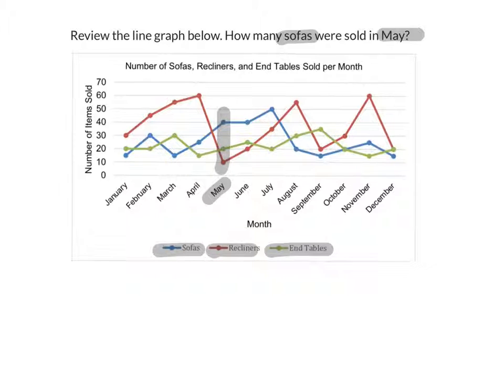Now we want to identify the line that represents sofas. And we said earlier that sofas is represented by the blue line. So that's this point right here. Once we identify the point, we'll just go across to the vertical axis to see what point that corresponds to on the vertical axis. And it corresponds to 40. So that means that there were 40 sofas sold in May. And our answer is 40.